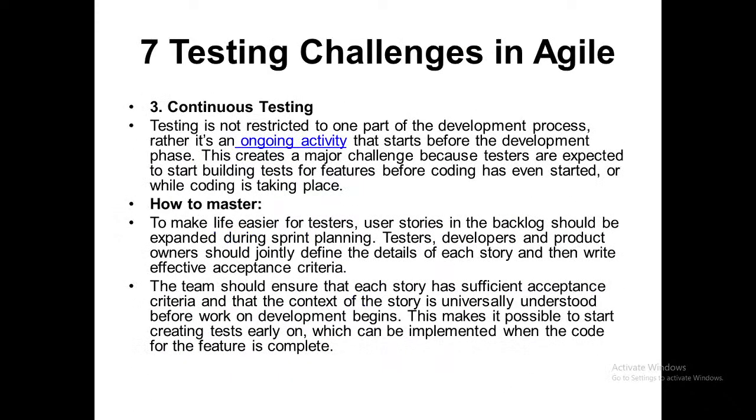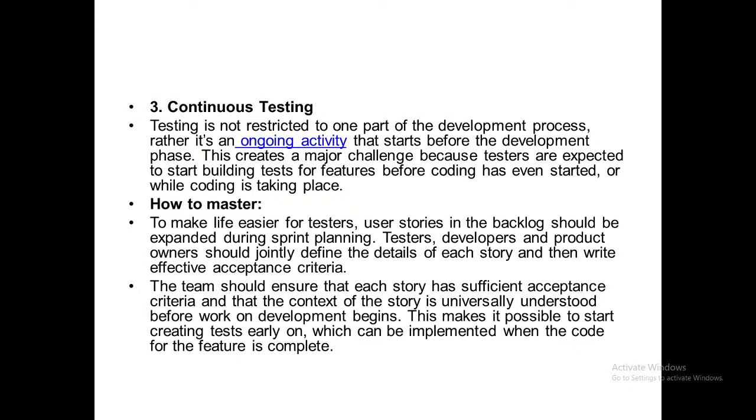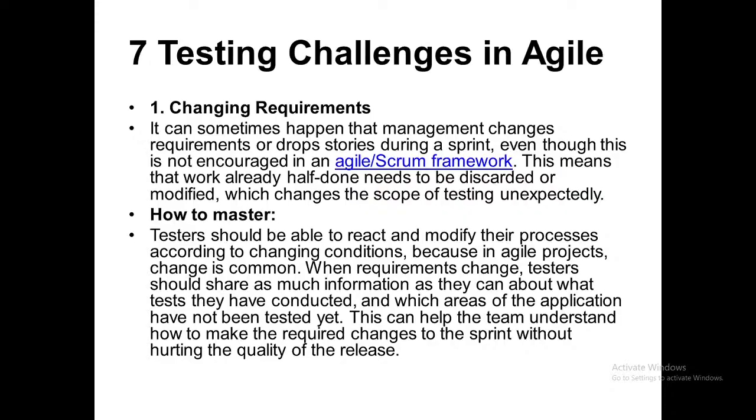So these are the 7 testing challenges in agile projects. If you want to avoid these challenges, what should a tester do? A tester should be able to react and modify their processes according to changing conditions. Don't go with one fixed test plan which was created long ago.